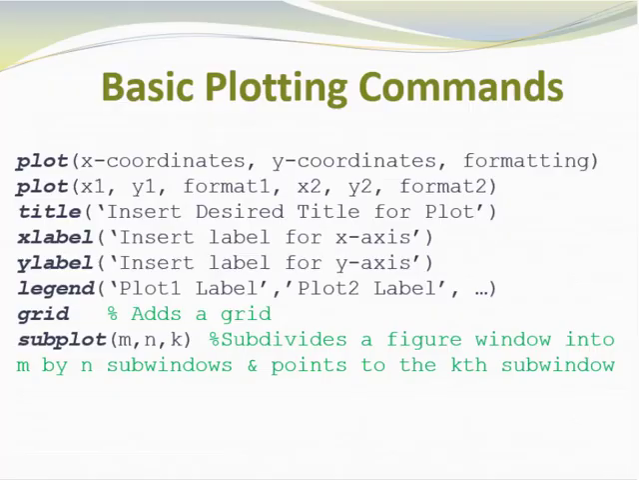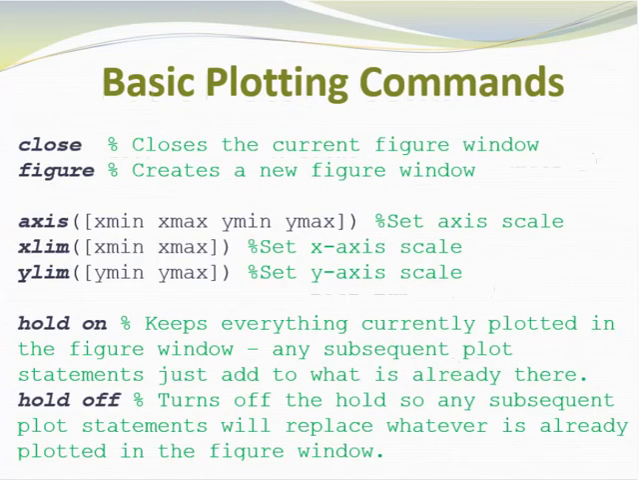So here's a summary of some of the basic plotting commands that we've talked about. And here's some others that you might find useful. You can close a figure window or you can create a new figure window. The axis command and xlim and ylim allow you to adjust the scale on the various axes. Hold on allows you to keep what is currently plotted in your figure window and add more things to that plot.